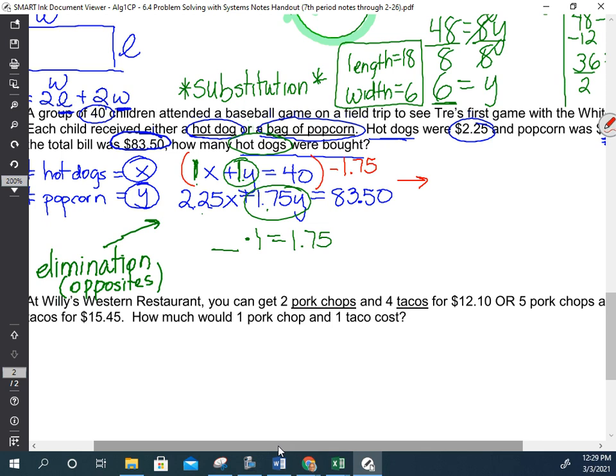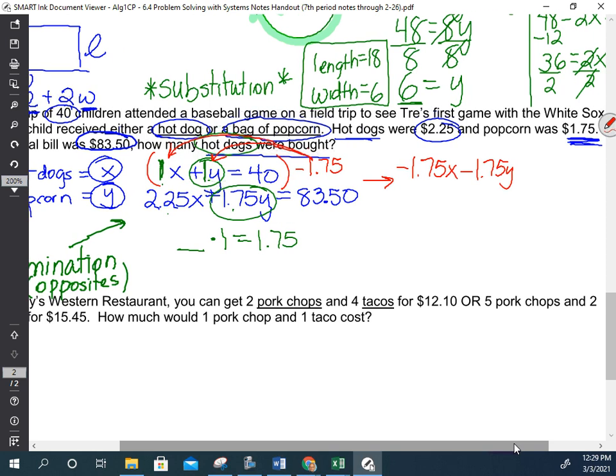So we're going to take the top equation and multiply it times negative 1.75. Negative 1.75 times 1, negative 1.75x. Negative 1.75 times 1, negative 1.75y. The only thing that's hard about this right now is that they're decimals.